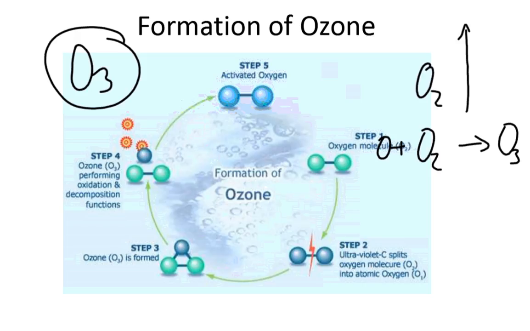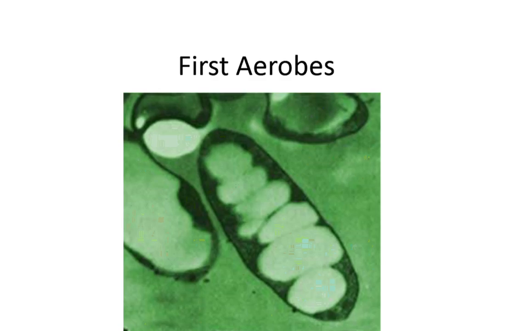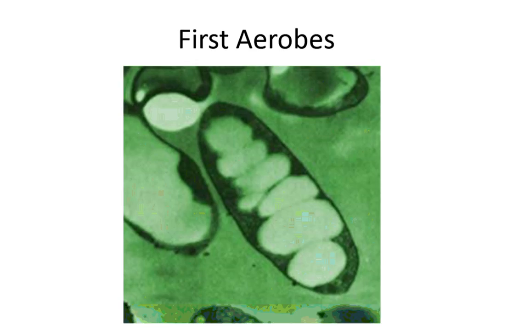And so creatures are going to be able to be safer at the surface of the water. And what else is at the surface of the water? Oxygen. And so you're going to begin having creatures that can use this oxygen to live. And so now you're going to have the first aerobic organisms or organisms that can use oxygen. And these are the first creatures that use some form of cellular respiration as a way to obtain energy.